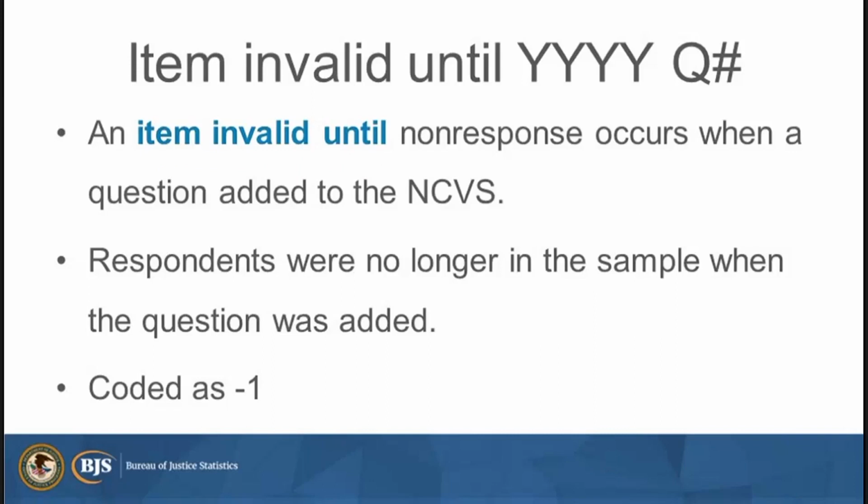For example, the NCVS added the question, "Are you blind or do you have serious difficulty seeing even when wearing glasses?" in 2016 quarter 3. Respondents who exited the NCVS before 2016 quarter 3 are coded as -1, item invalid until 2016 Q3.